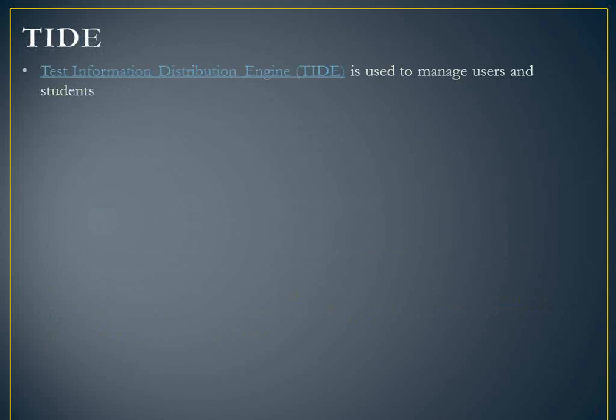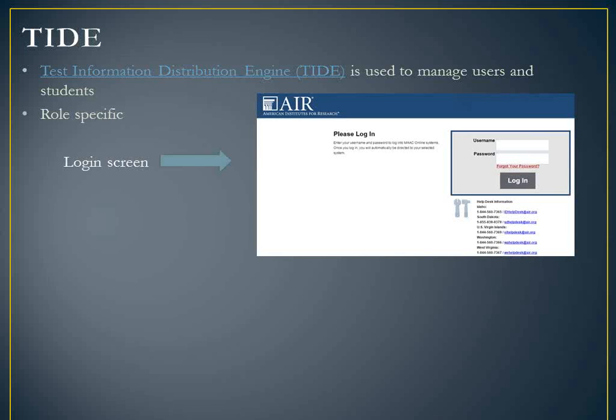So now we're going to go over some aspects of the TIDE, and you should have received a login. School administrators or designated school administrators at the secondary levels, as well as the teachers, should have received a TA login. This is where it's role specific, and this is where you manage users and students within the system. So you should have received that information.